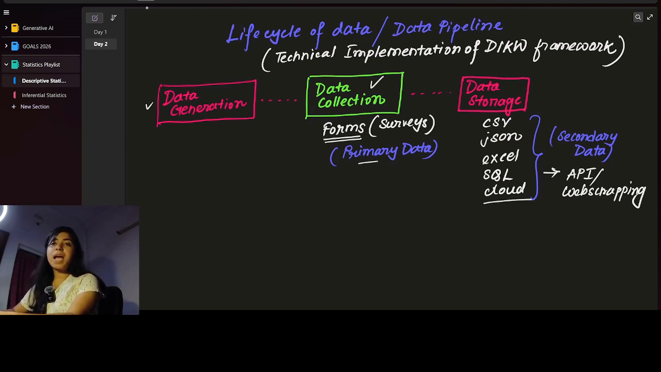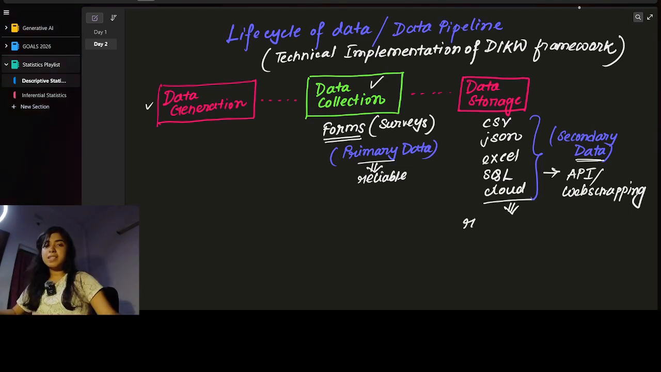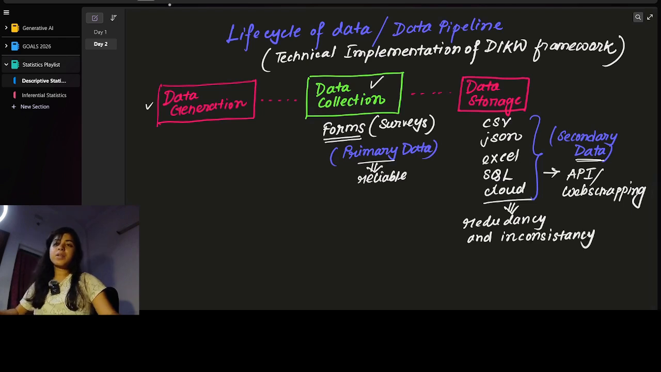But in terms of reliability and originality, primary data will be more reliable. Whereas with stored secondary data, if we are gathering it from any databases, it may contain a lot of redundancy and inconsistency. In a word, we can say the data will be messy.